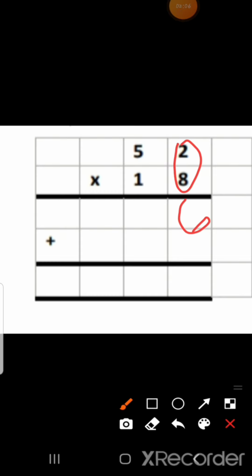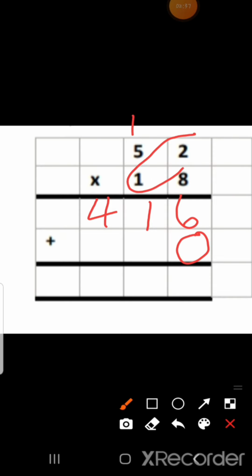Then we go ahead and put 8 times 5 is 40 plus 1, 41. Next, we add a 0 to hold the ones place there. Our third step now is to multiply by the tens place.